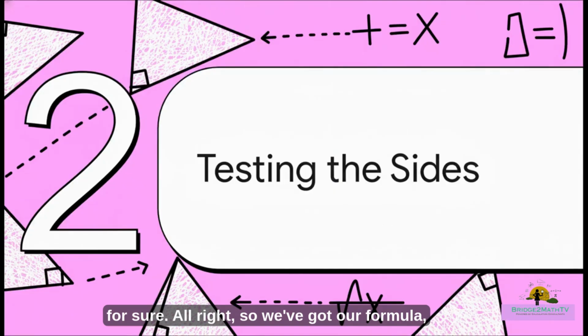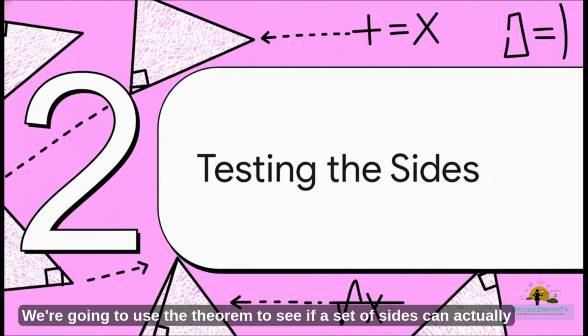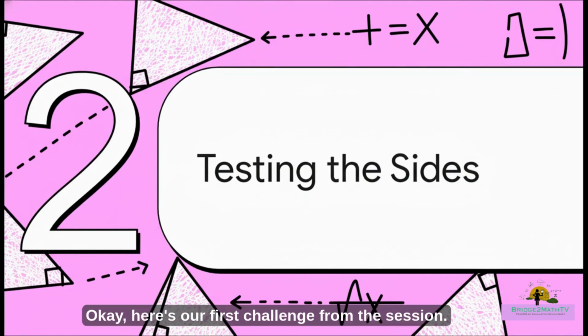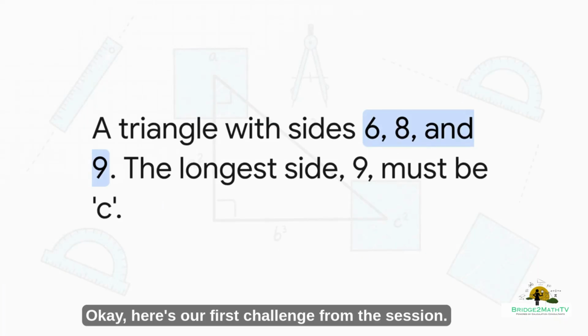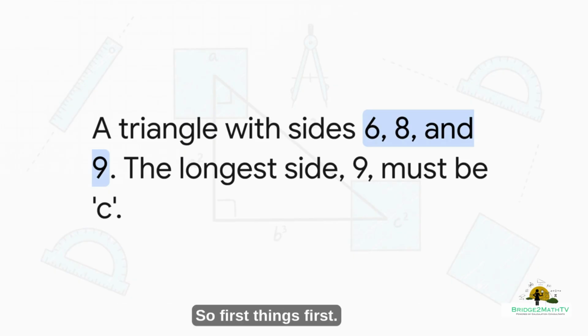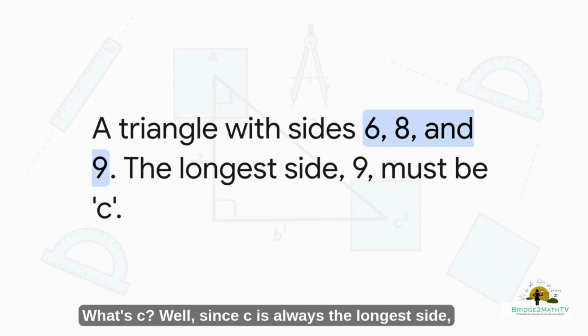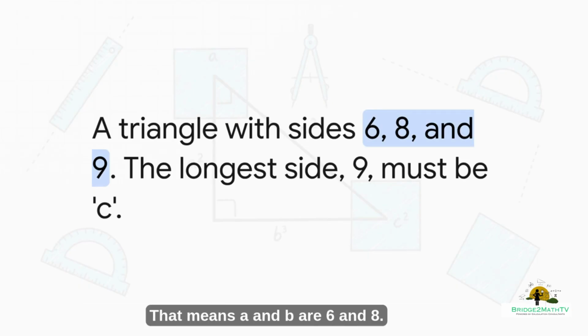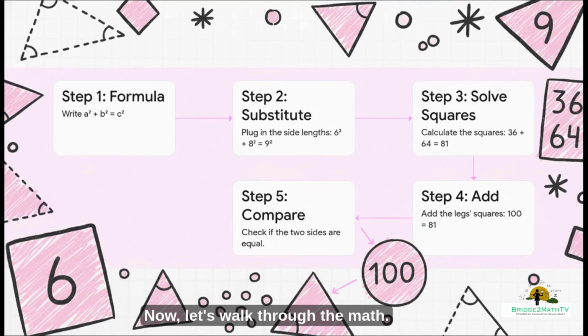All right, so we've got our formula, and we know our A, B, and C. Let's put this thing to the test. We're going to use the theorem to see if a set of sides can actually form a right triangle. Okay, here's our first challenge from the session. We've got a triangle with sides 6, 8, and 9. So first things first, what's C? Well, since C is always the longest side, it's got to be 9. That means A and B are 6 and 8. Now, let's walk through the math. We just plug our numbers into the formula.